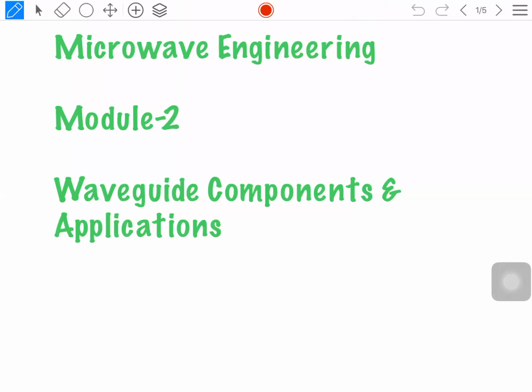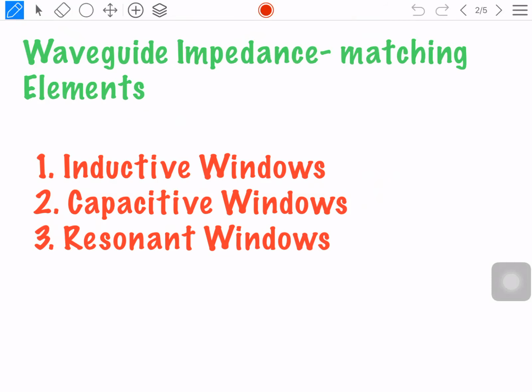Continuing with Module 2, Waveguide Components and its application. In the previous session we had seen the coupling probe and coupling loop. These are the ways we can couple a coaxial cable with a waveguide. Let's continue today with the waveguide impedance matching elements.